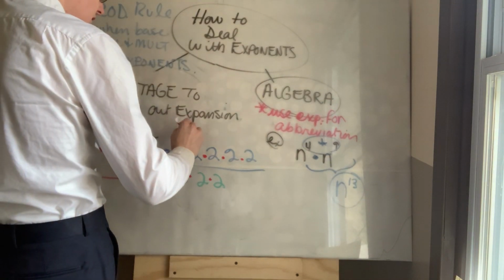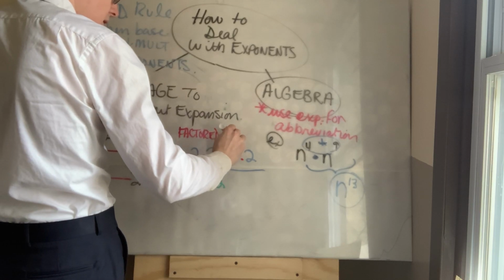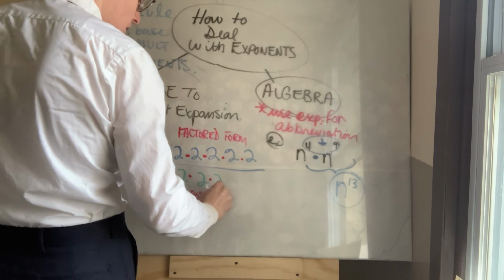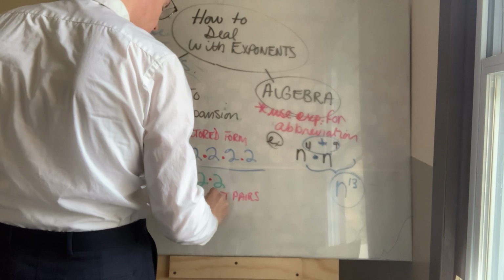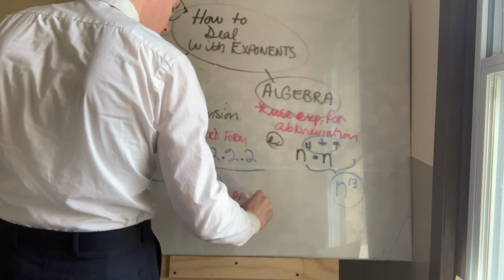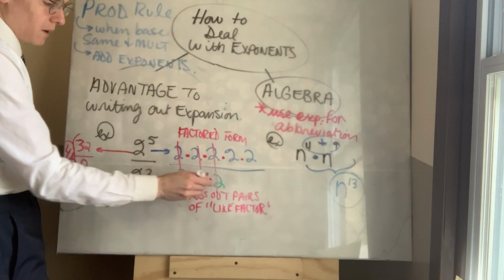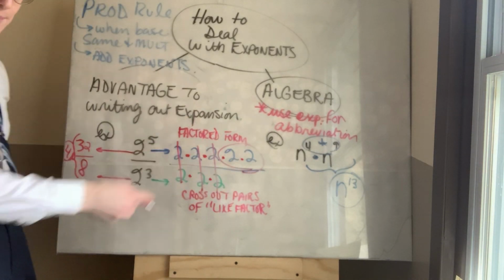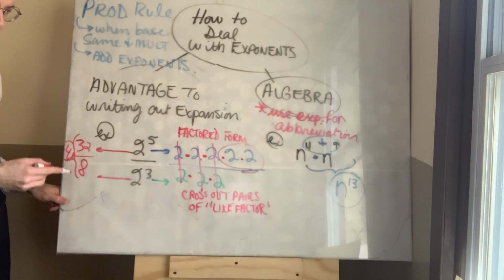If this is in factored form, and it indeed is, what you could do is cross out pairs of like factors. So, right, they're gone, and then the leftover, and it's on top, would be 2 times 2, which is the same quantity, 4.